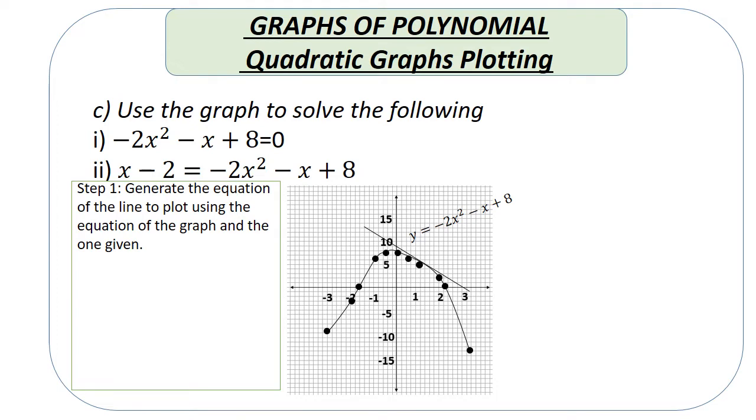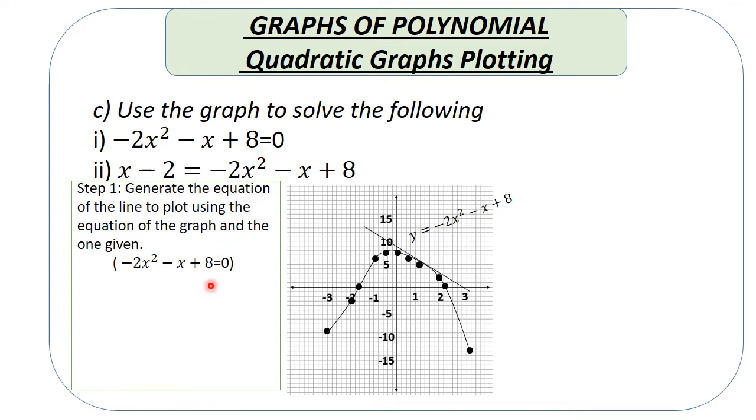For you to use your graph to solve the equation, you need to draw a line. Okay, always when you're supposed to use your graph to solve the equation, you're supposed to draw a line on the graph. Then where that line meets the graph, that's where your answers are. So now how do you come up with the line? So to come up with the line, what you do is you get the equation you have been given, which is negative 2x squared minus x plus 8 is equals to 0.